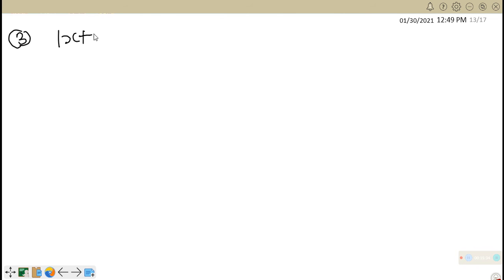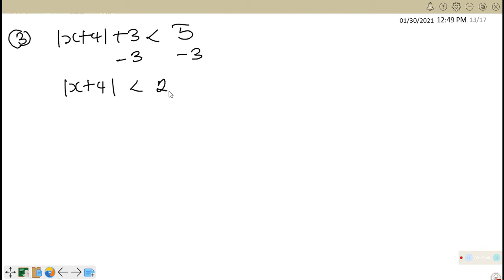Absolute value of x plus 4, plus 3, less than 5. So we subtract 3 from both sides. We have absolute value of x plus 4 less than 5 minus 3, which is 2, and of course since 2 is greater than 0, it obeys the theorem we are talking about.